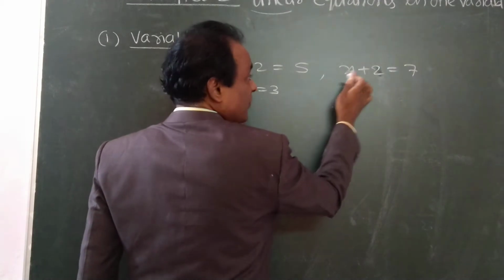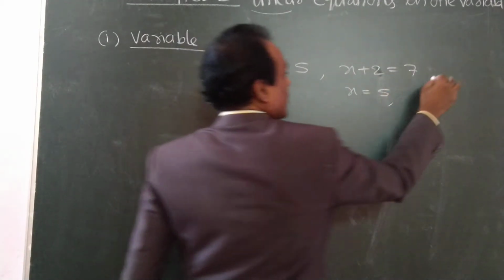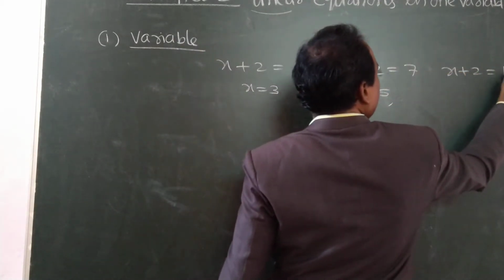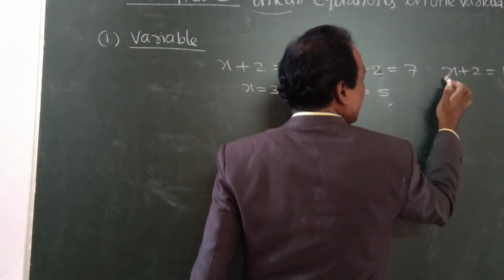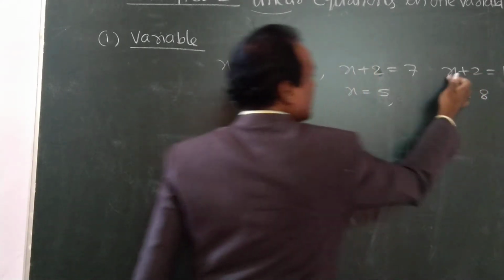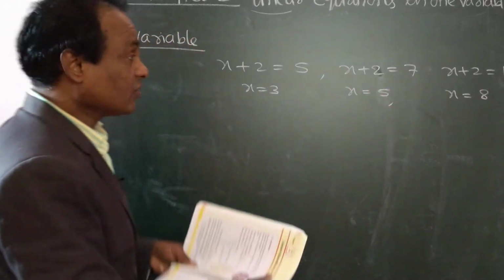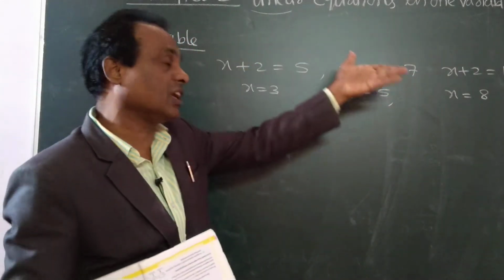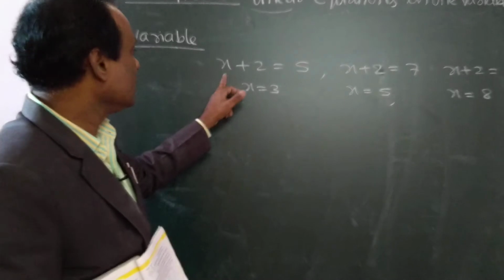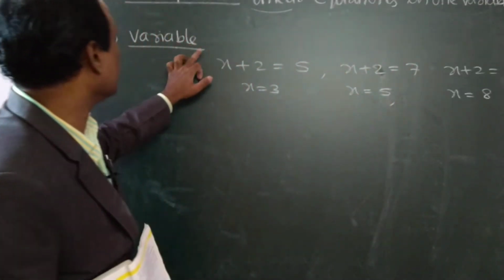If we take 5, 5 plus 2 is 7, so x is 5. Suppose x plus 2 is equal to 10. What is the x value? If we take 8, 8 plus 2 is 10. Like that, the x value may change. x is not constant. It depends on the equation given, on the problem. This is the variable. So write down.